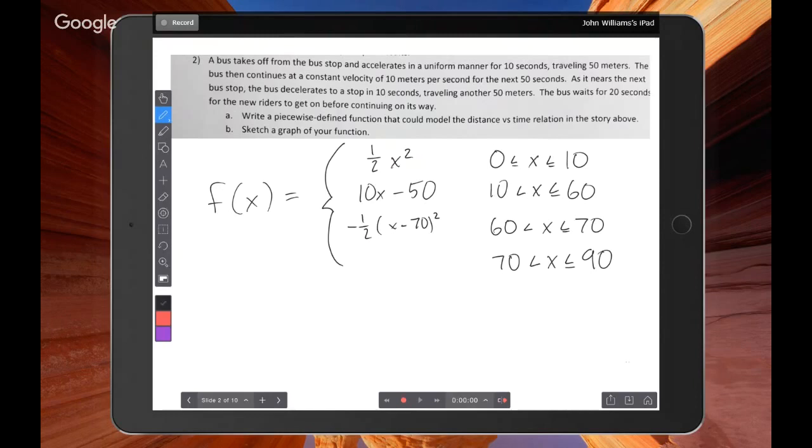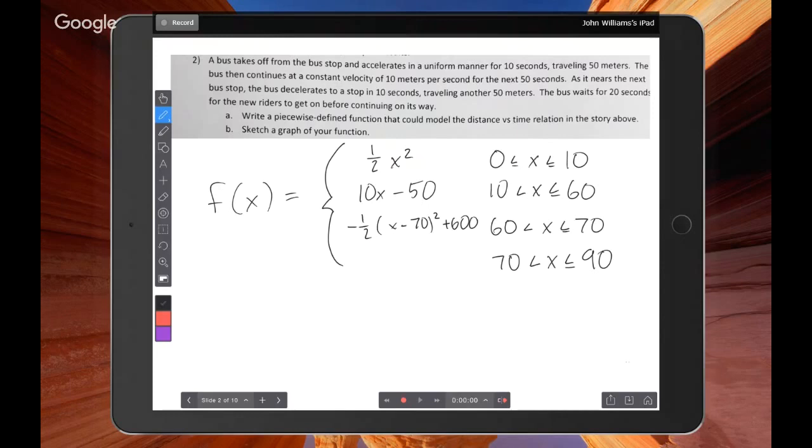Then I need to say, okay, how much have I traveled? How far have I gone by the time I get to stopped? Well, I went 50 meters in the first 10 seconds. Then I went another 500 meters at a constant velocity. So that's 550 total. Then I went another 50 meters while I was slowing down. So that's 600 total. So I got to say plus 600 here.